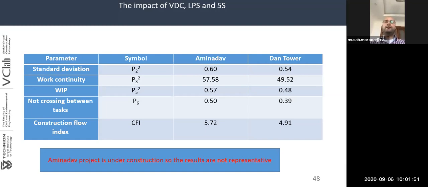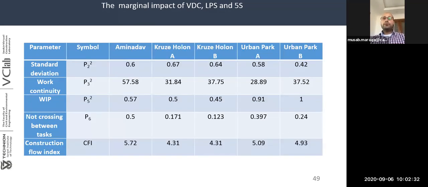If I need to compare it with Dan Tower, which has already been completed and I have the whole set of the data. But still, the parameters here show some improvement. We can see that the standard deviation improved from 0.54 to 0.6. The work continuity improved from 49.5 up to 57. And the construction flow index improved from 4.9 up to 5.7. But as I said, since the project is not ready, we cannot consider the results as the final results, or as a representative sample. Also the same thing when I tried to compare Amina Davi with Kraus Holon A and B and Urban Park A and B.